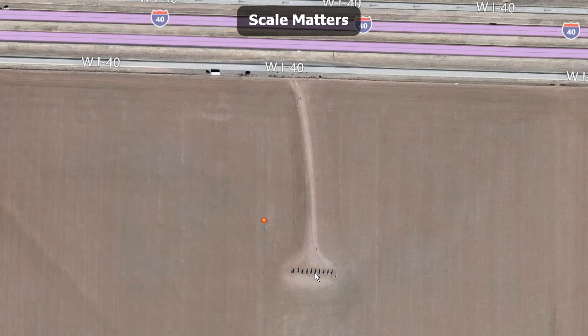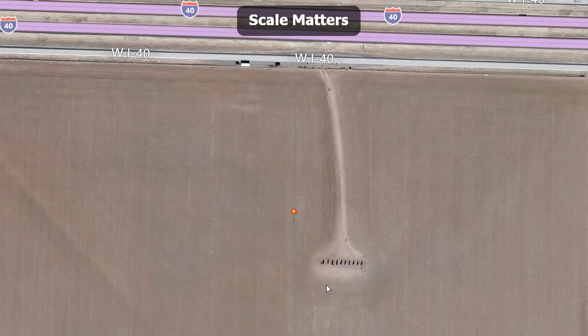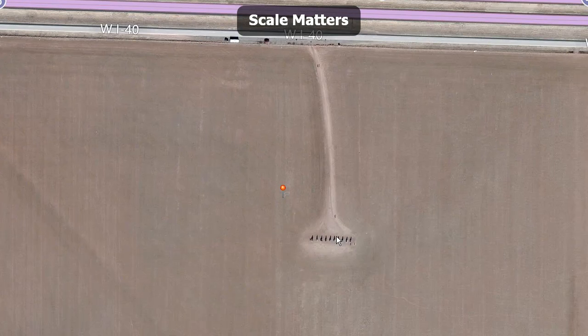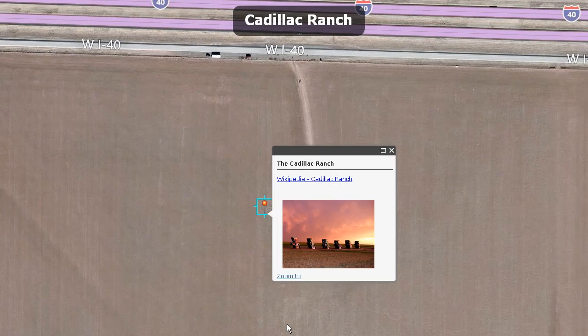Scale matters. From the ground, this is the Cadillac Ranch. A bunch of Cadillacs in the ground in a place in Texas off of I-40. From above, it doesn't look like much. You can see the shadows. You can probably tell what time of day this was taken. It's the Cadillac Ranch, and this is what it looks like from the ground.